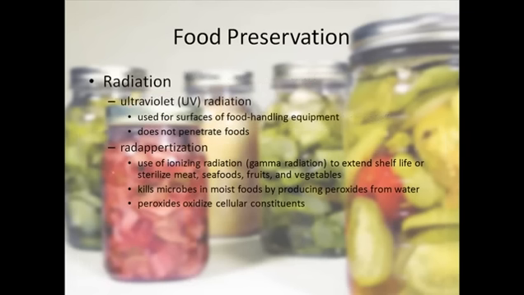And we can use radiation. This is a physical technique to get rid of bacteria, to make our food sterile. This is the radiation process. We can use ultraviolet radiation, which is non-ionizing radiation. We can use this for surfaces of food handling equipment. For example, if we have to sterilize the food handling equipment without any bacteria, we can use ultraviolet radiation, which does not penetrate the food, but it can clean up the surface area of the food.